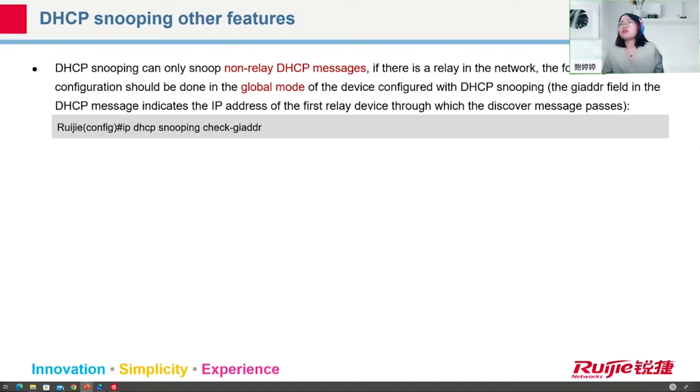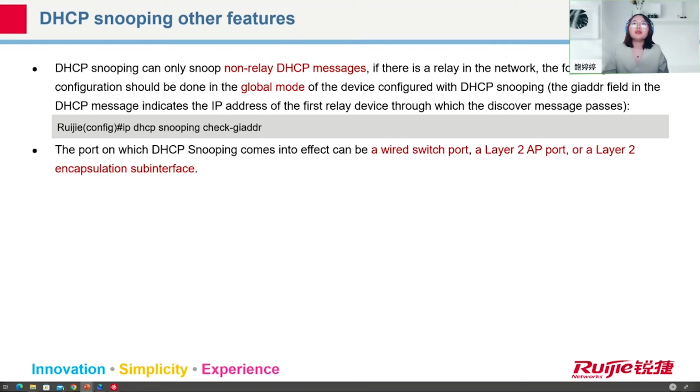But if in your network you deploy a relay, right? Relay will make the broadcast message become a unicast message. So if you want snooping to succeed, you also have to let the switch know this is a special message from the relay. So you have to add this configuration. Okay. And the port for DHCP snooping can be a wired switch port, a layer 2 AP port, or a layer 2 encapsulated service interface. All these interfaces can be used for DHCP snooping.